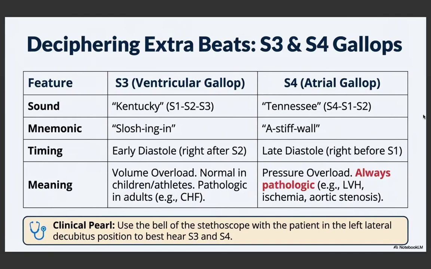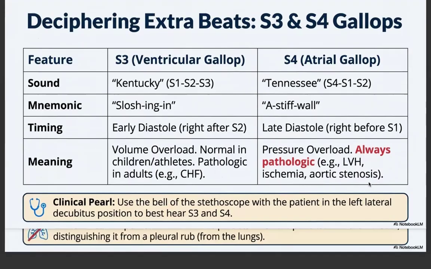S4 is supposed to sound like Tennessee, 4, 1, 2. There's also a mnemonic of a stiff wall, so it's that late diastole. I think I switched those, maybe. I think so. Yeah. Late diastole. It's from pressure overload. It's always relatively associated with aortic stenosis, which is a type of heart defect, ischemia, so the lack of blood flow to an area, and it's always going to be pathological based. It's some sort of damage, right? It's not just based on the amount of fluid volume.